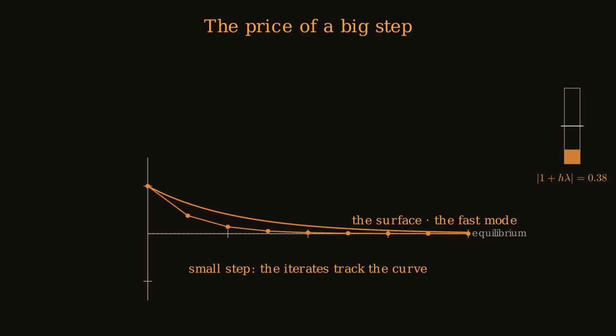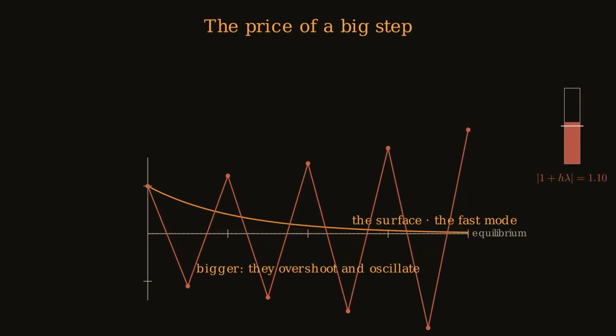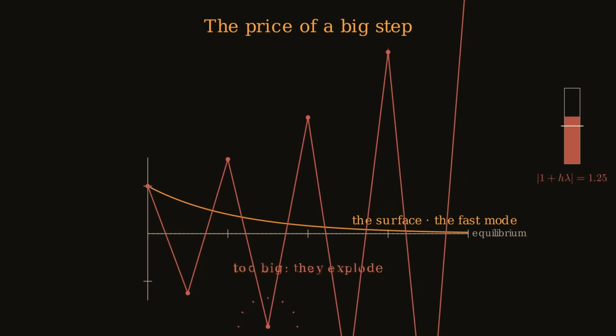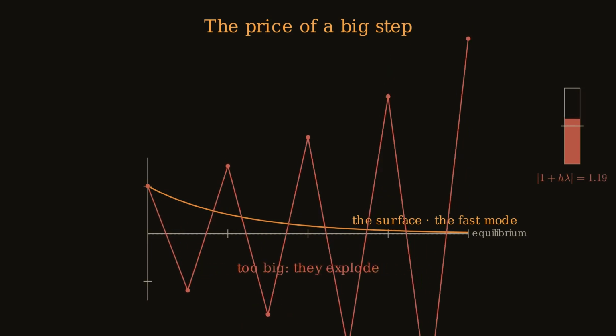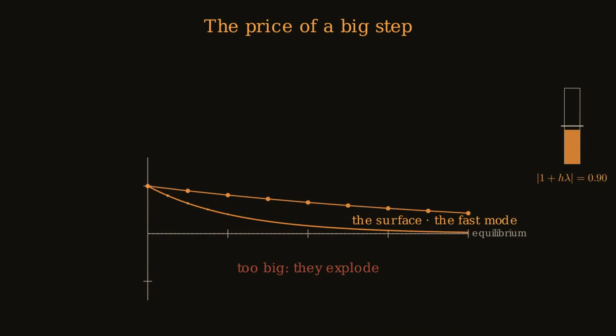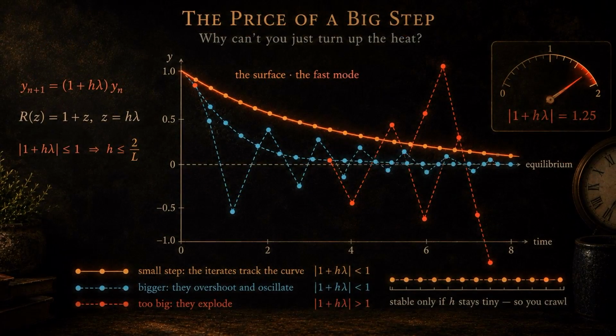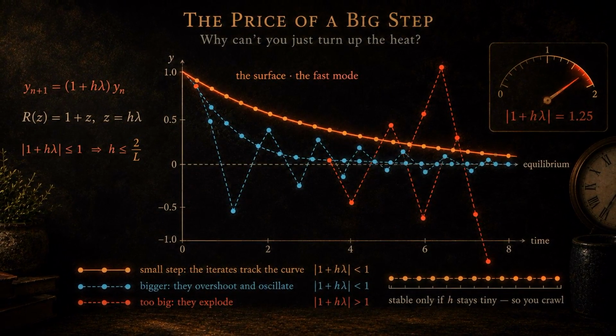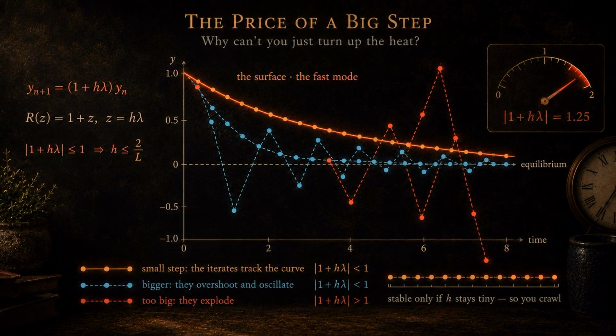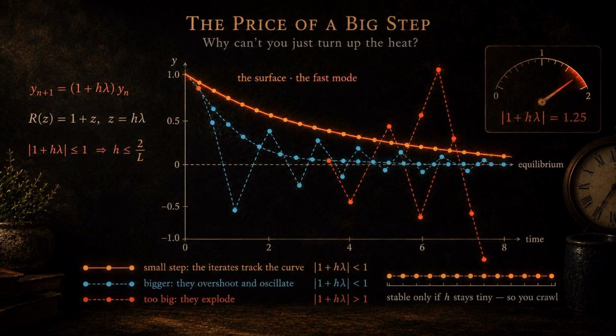Take too big a step, and the tangent overshoots the curve past equilibrium, to the other side, larger than before. Step again, it overshoots harder. The numbers don't settle, they explode. To stay stable, the size of 1 + hλ has to stay below 1, which for the fast mode means h can be at most 2 divided by λ, divided by the fastest rate. And that's the cruelty. The fastest mode, the one you don't even care about, sets the largest step you're allowed. Long after the surface is done, you're still creeping for stability, not accuracy, babysitting the slow core.